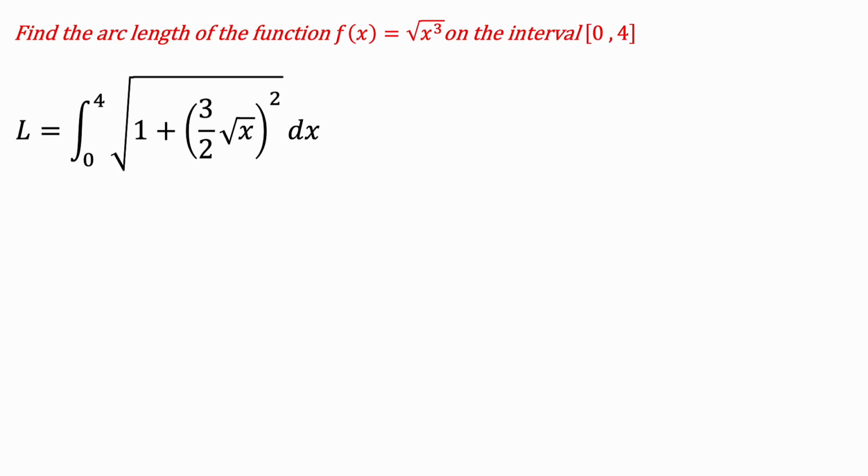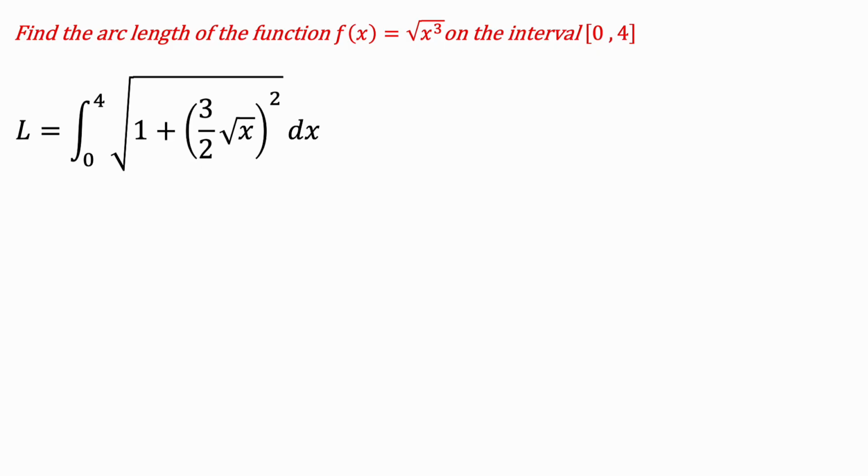We can write square root of x cubed as x to the power of 3 halves. What is its derivative? The exponent comes to the front and we subtract 1 from the exponent. So we get 3 halves x to the power of 1 half. So f prime of x becomes 3 halves square root of x.